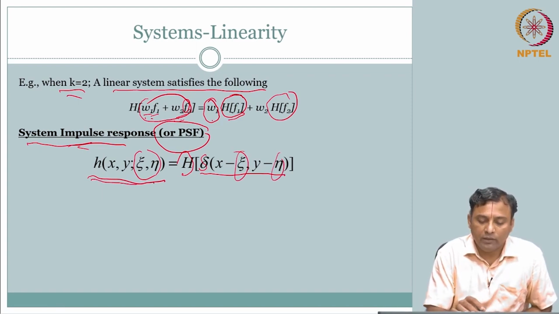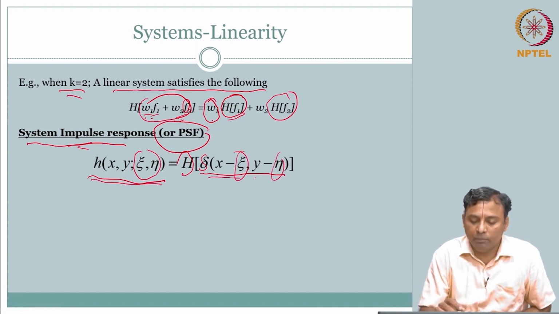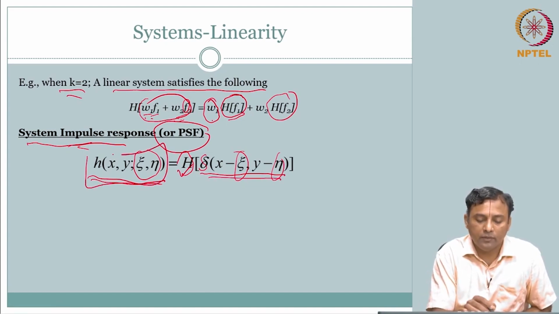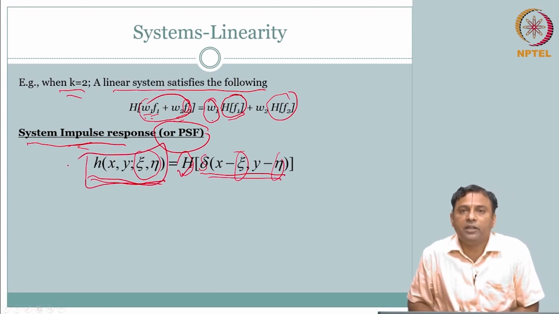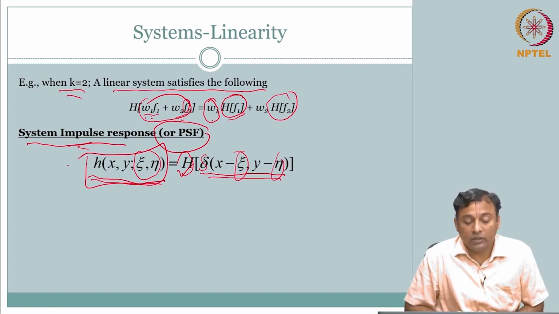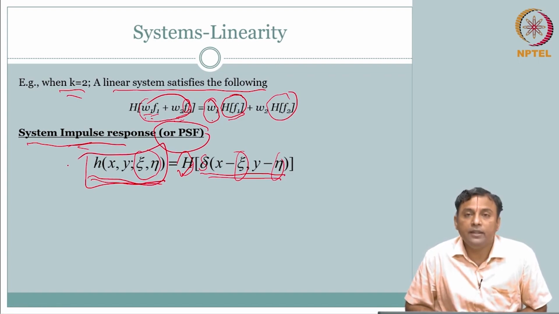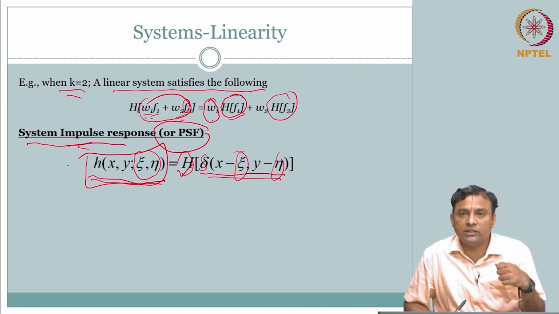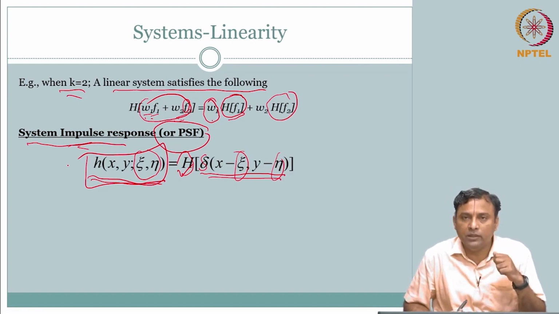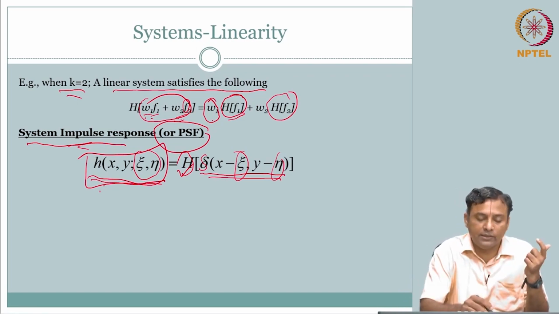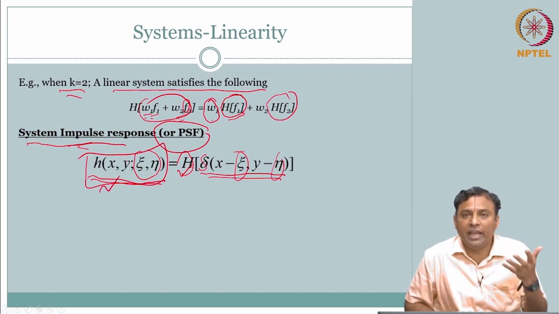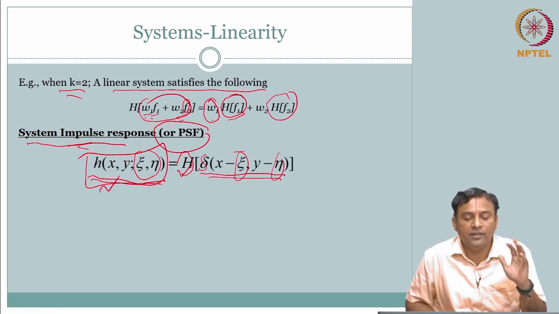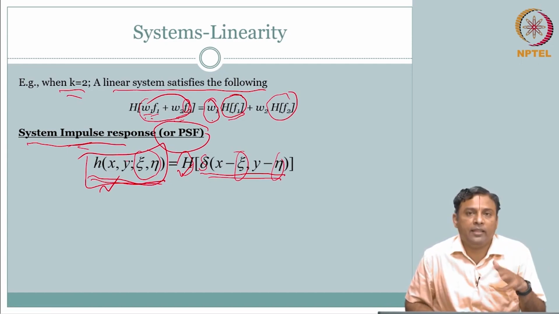Then, this is the input into the system. The output is called your point spread function. So clearly this is good, right? If I know about the system, if I want to analyze the system, all I need to do is analyze the behavior of h of x comma y comma epsilon and eta. That will tell me about the system.